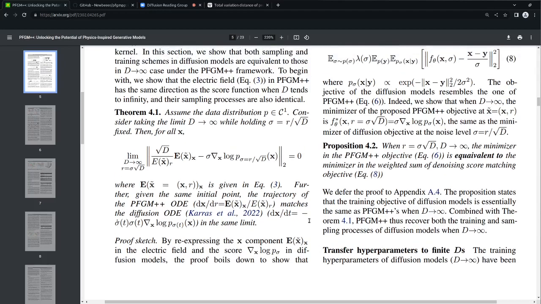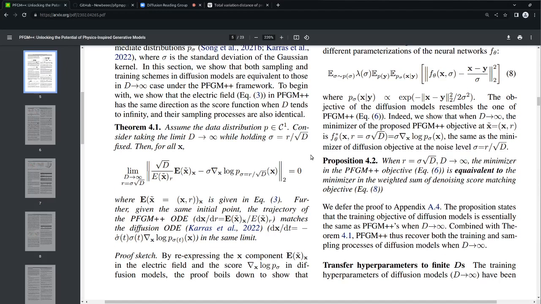They're saying that as this goes to infinity, the difference between the left-hand term, which is what we were learning in PFGM++, the actual vector field we're trying to learn, and the right one, which is the score matching the standard diffusion field, vanishes. So that's saying the fields are the same.